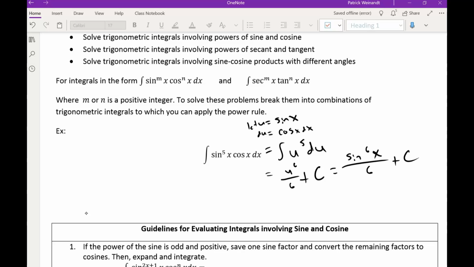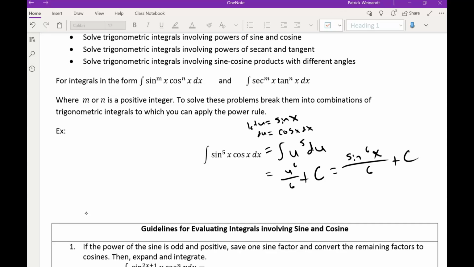So basically what we're going to be doing is using some properties and then applying a power rule here with these trigs, and effectively get rid of either a cosine or a sine, or get rid of a tangent or a secant. We'll talk about that in a little bit. And we're going to have to use some trig identities as well.